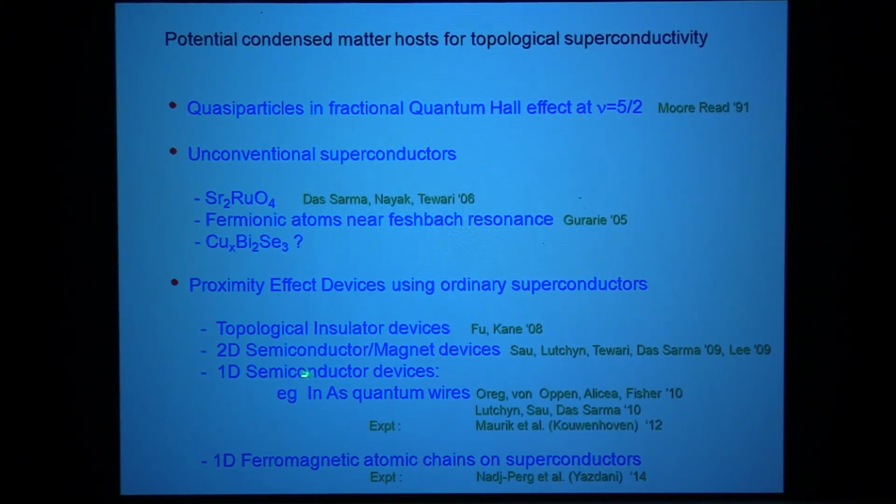And then there's ideas that you don't even really need a topological insulator. You can do it with semiconductors and in particular quantum wires or ferromagnetic atomic chains. And it's these ones which have had a lot of promising experimental developments. And so I'm just going to say a few words about those.